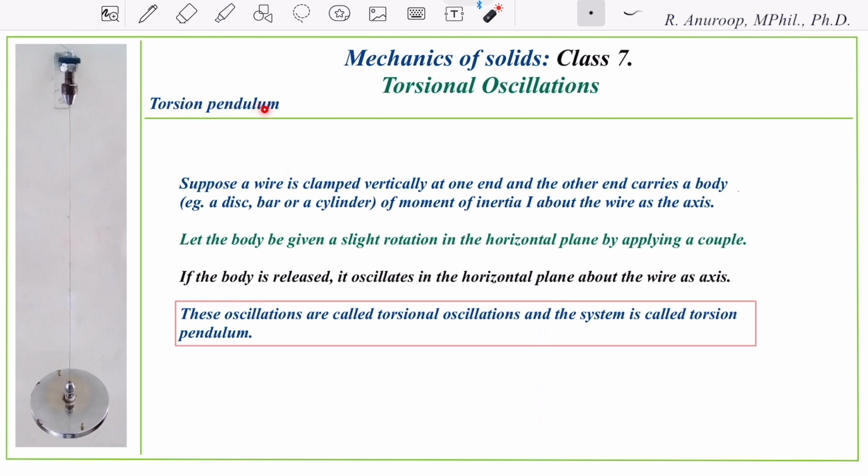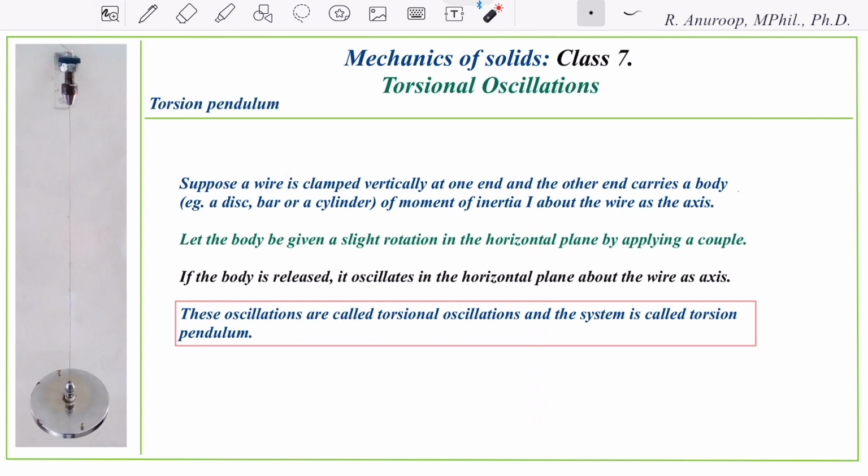The figure shows the torsion pendulum. Suppose a wire is clamped vertically at one end and the other end carries a body. Here it is clamped. The wire is clamped here. And the other end of the wire carries a body.